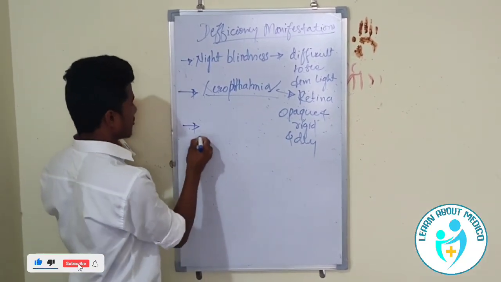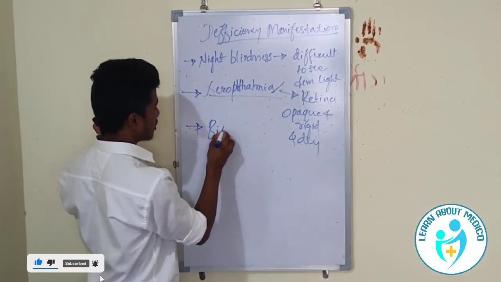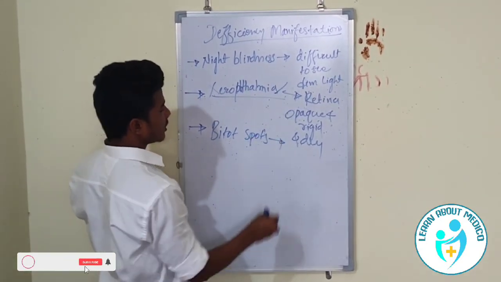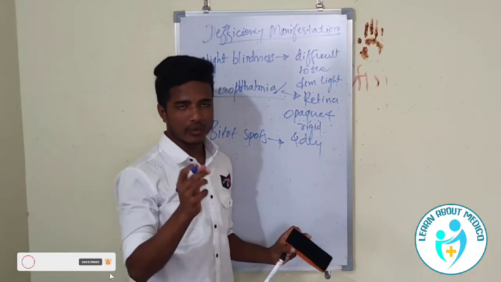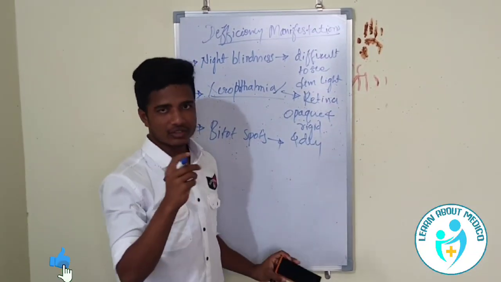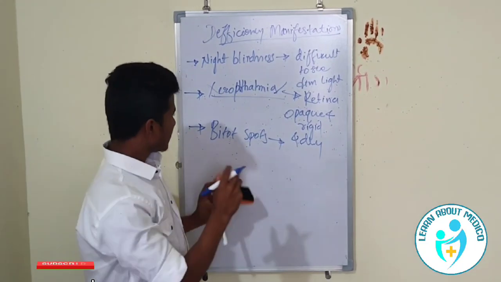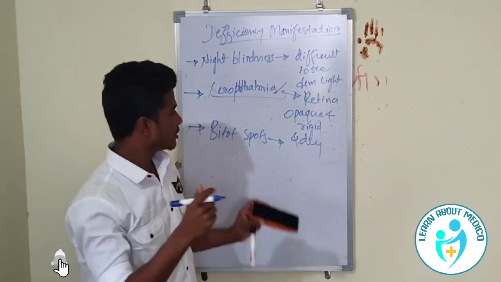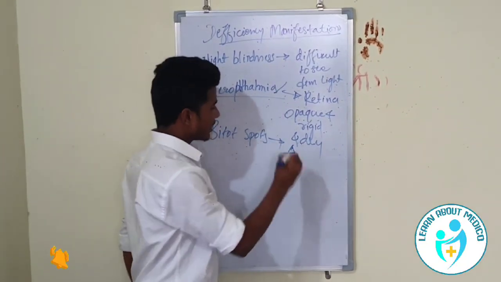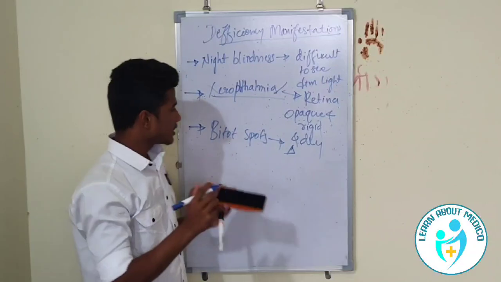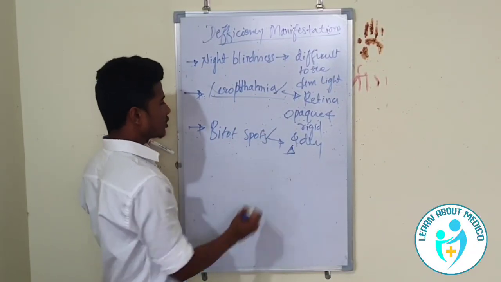The third one is Bitot spot. This is the condition where, in the conjunctiva cells, triangular-like plateaus occur. That condition is called Bitot spot.